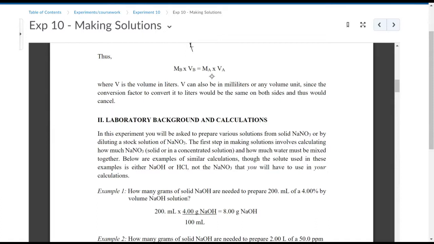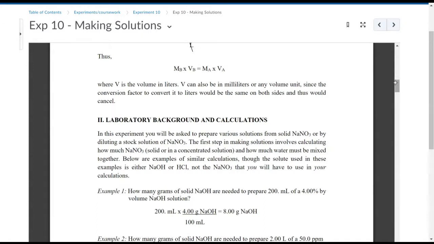So basically you have four variables here. You have the molarity and volume before diluting, and the molarity and volume after diluting. Three of them need to be known to you, and you can find the one. So it's an equation with four variables. Three of them should be given to you, and one you just find by solving the equation.